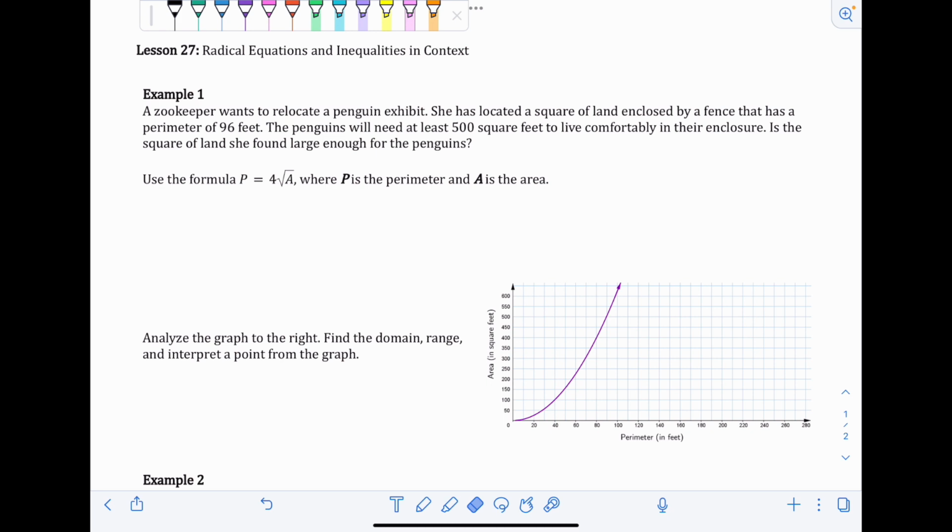So example 1, a zookeeper wants to relocate a penguin exhibit. She has located a square of land enclosed by a fence that has a perimeter of 96 feet. The penguins will need at least 500 square feet to live comfortably in their enclosure. Is the square of land she found large enough for the penguins? So use the formula P is equal to 4 times the square root of A, where P is the perimeter and A is the area.